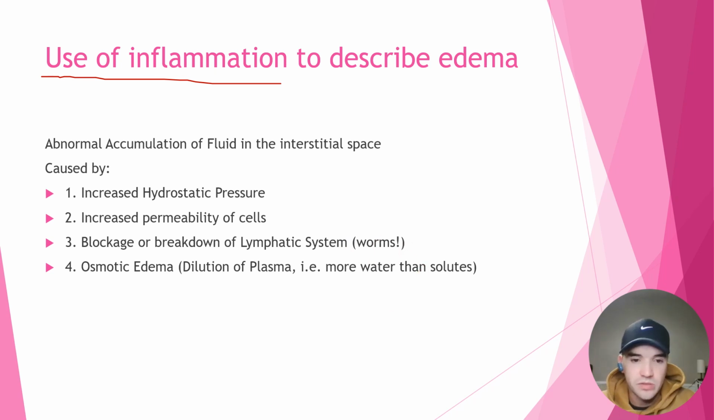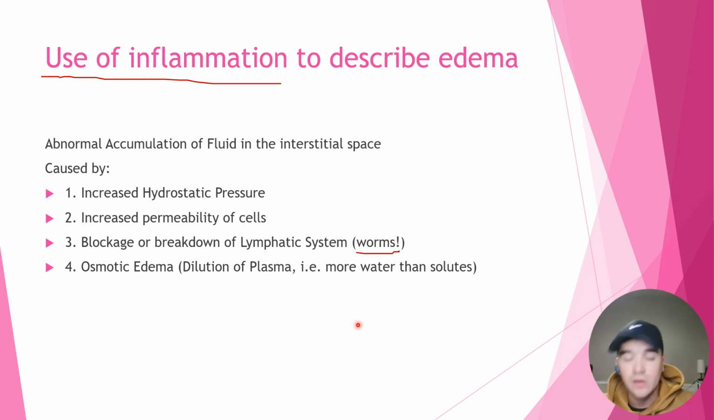So there's actually worms that will eat the lymphatic system in some people. They've found that there are worms that do that. So don't contract those because your lymph system will be destroyed. That will create no way to get any kind of extra waste product out. And there will just be a bunch of waste product in the interstitial space that the blood can't pick up. Kind of scary. And then osmotic edema has to do with the dilution of plasma.